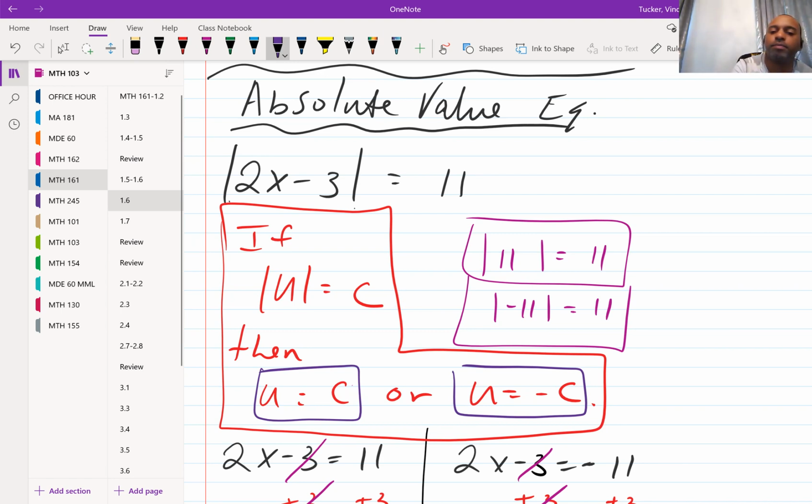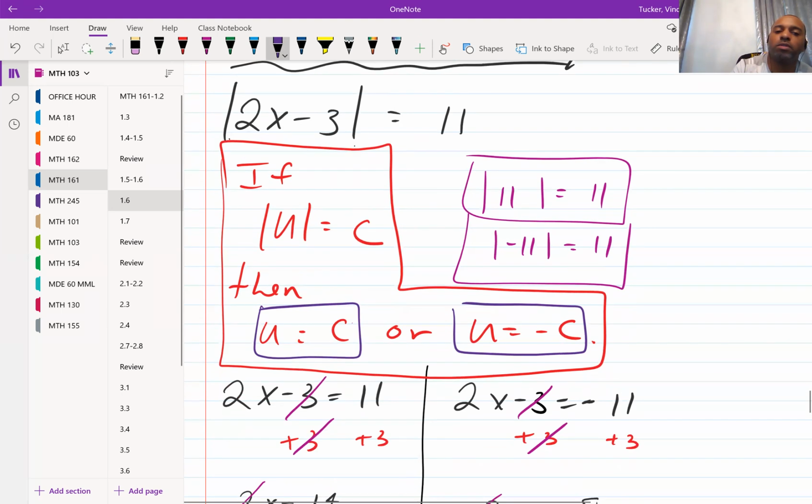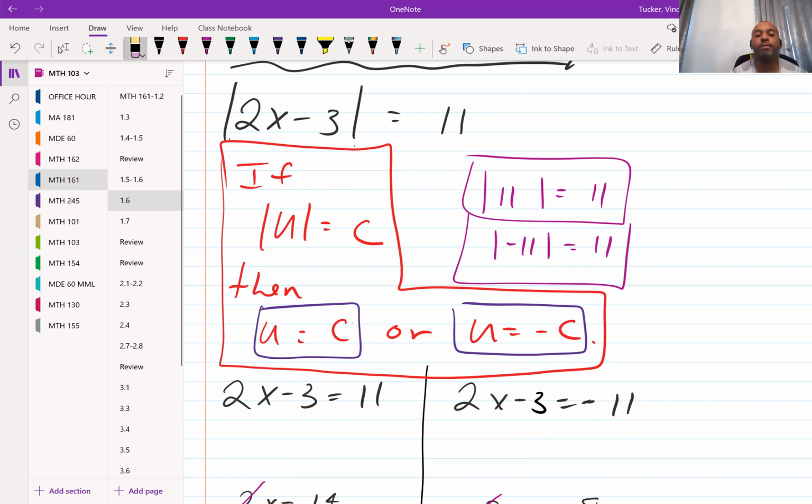All right. So we take 2x minus 3 and set it equal to 11, and 2x minus 3 set equal to -11. Because you want to account for when it's 11 and when it's -11, because the absolute value of 11 is 11. Absolute value of -11 is also 11. So you have to account for when it is either. So that's why you're getting 2 answers here.